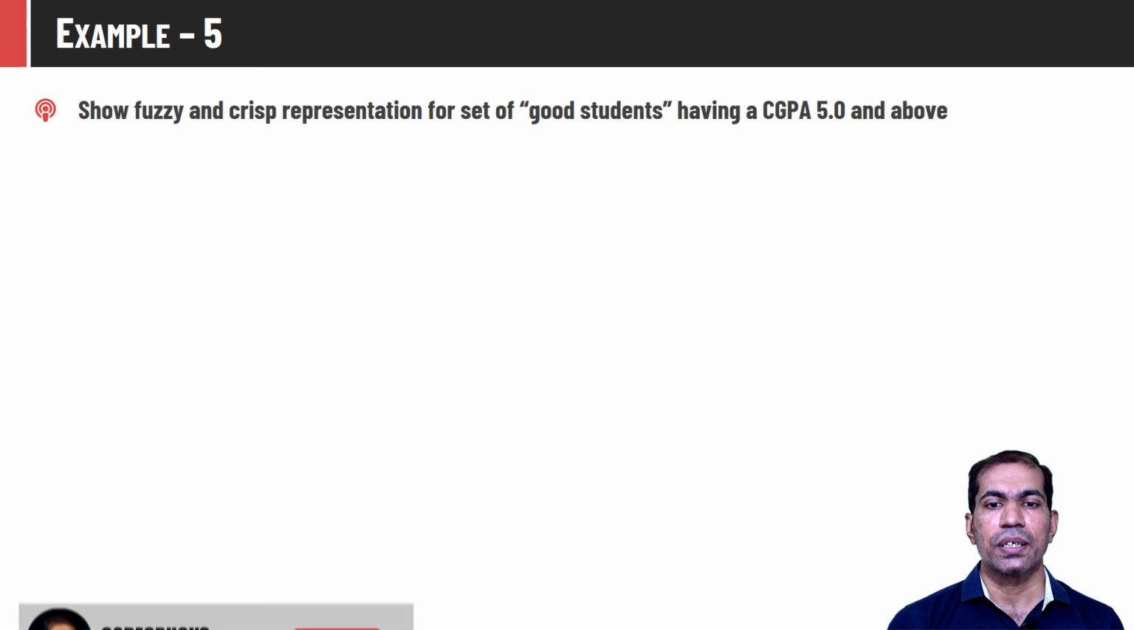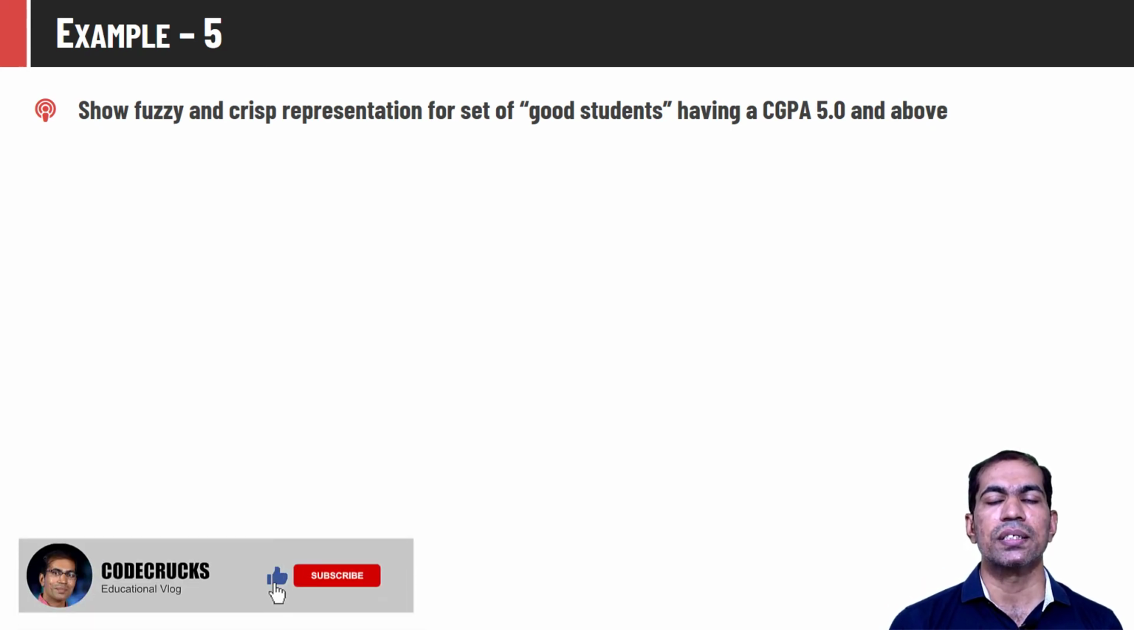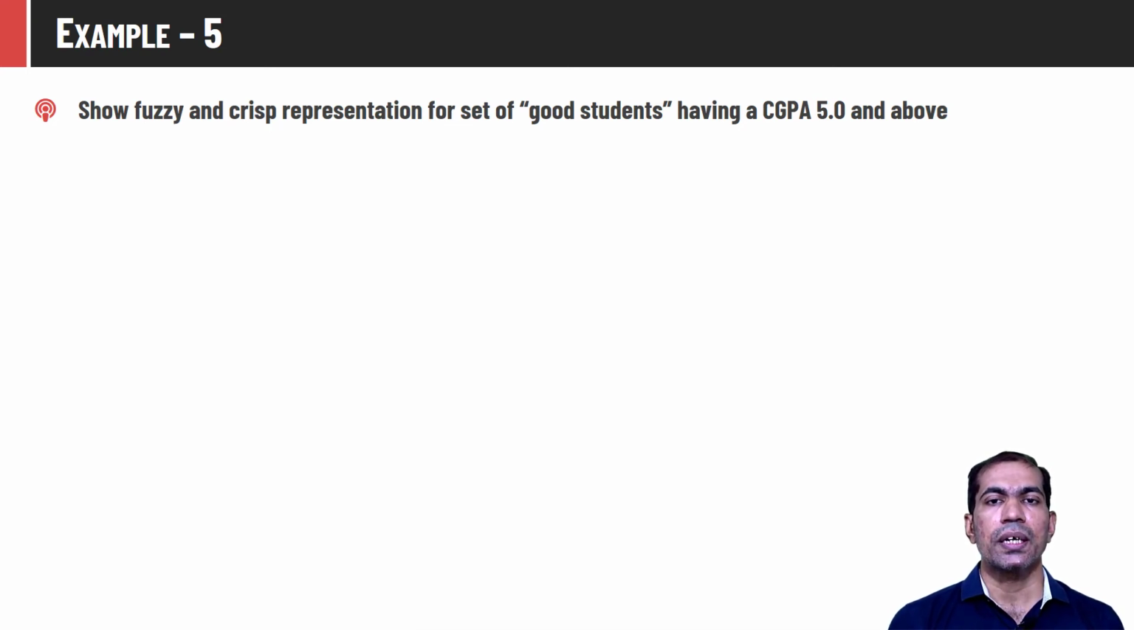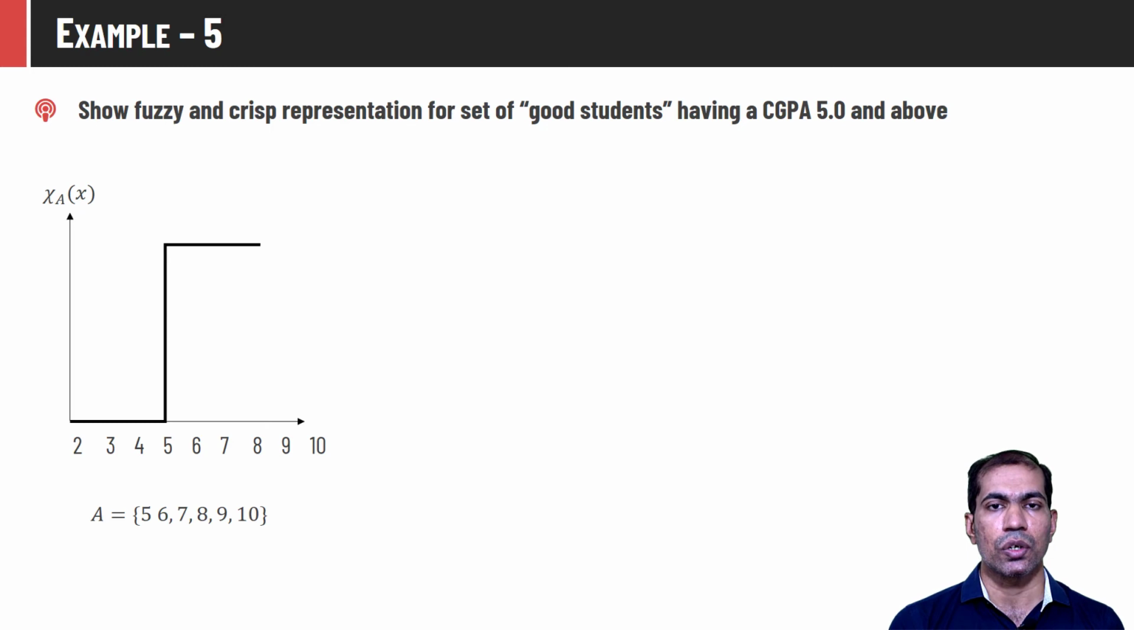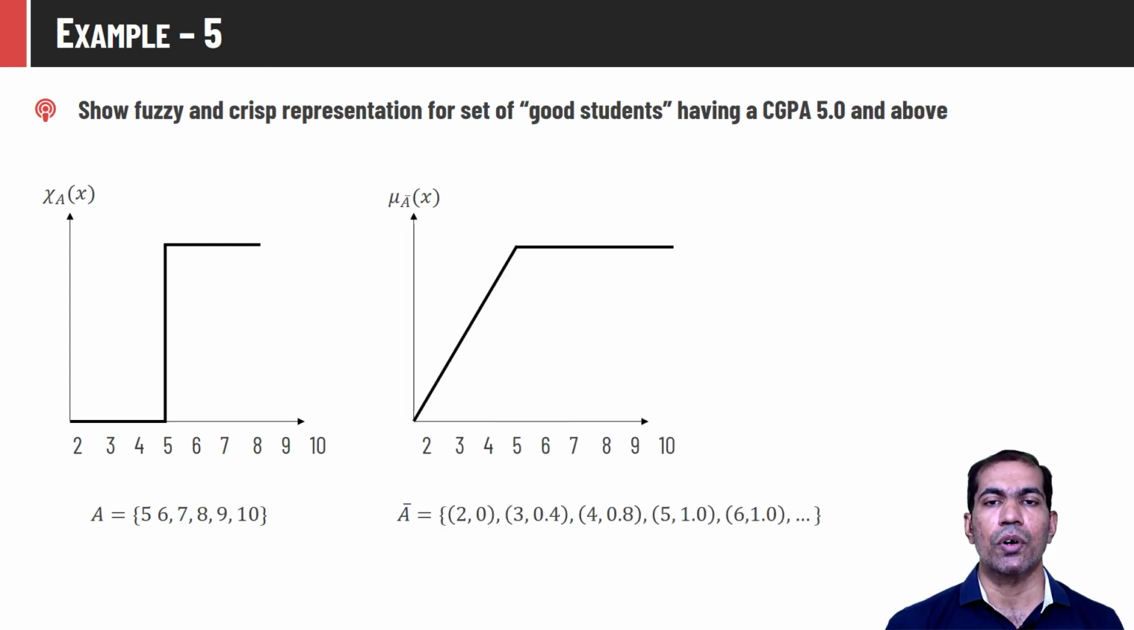Let us try to represent good students who have a CGPA above 5.0 with the help of a crisp set and a fuzzy set. A crisp set always considers a very harsh threshold. So if a student has a CGPA above 5, then he is treated as a good student. If a student has a CGPA of 4.99, then he is not considered a good student. So obviously it is not that natural. A fuzzy set can be used to model this.